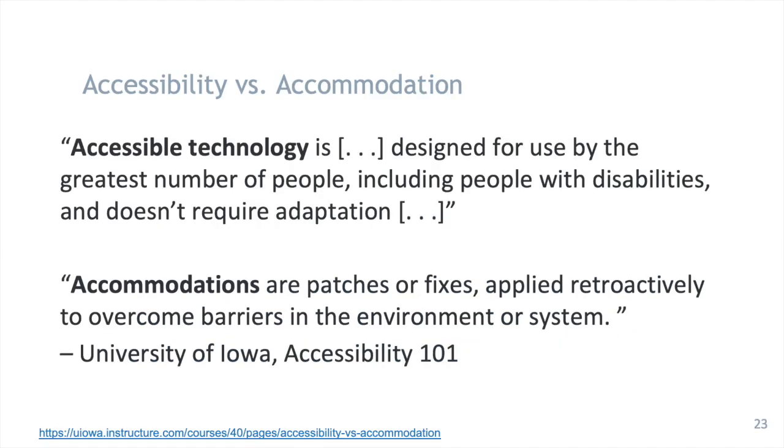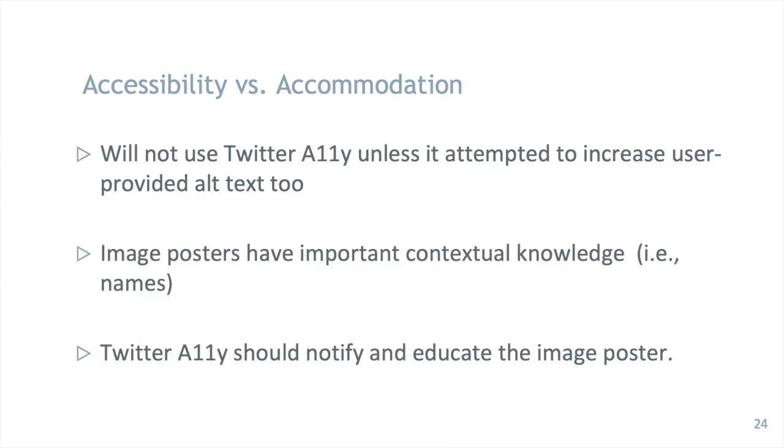Participants repeatedly emphasized the distinction between accessibility and accommodation. I like this distinction from the University of Iowa. Accessible technology is designed for use by the greatest number of people, including people with disabilities, and doesn't require adaptation. Accommodations are patches or fixes, applied retroactively to overcome barriers in the environment or system. Twitter Ally is a good accommodation, but doesn't replace authors writing their own alt text.